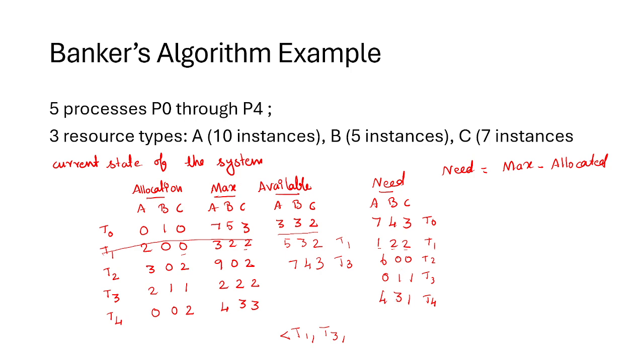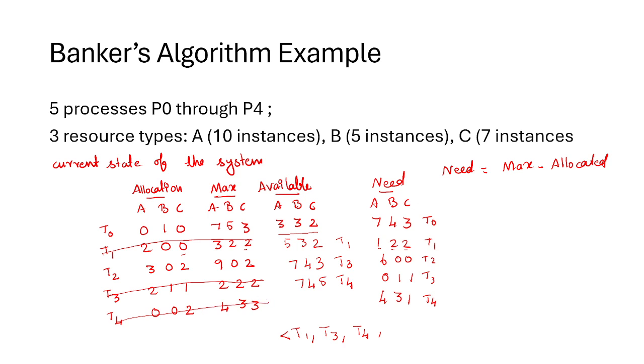Now go with T4. T4 needs 4 instances of A, 3 instances of B, 1 instance of C. We have enough availability, so T4 can start its execution. After T4 completes its execution, its currently allocated resources are released. So 7, 4, 5 is the available resource after T4 completes. Now, which threads remain to complete? T3 has been completed, and T4 also.